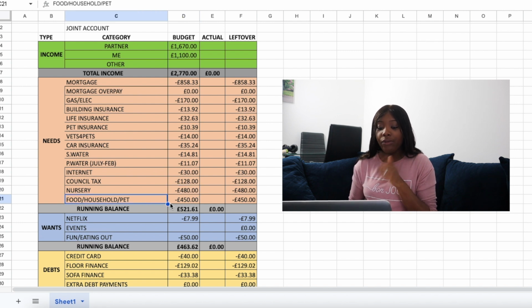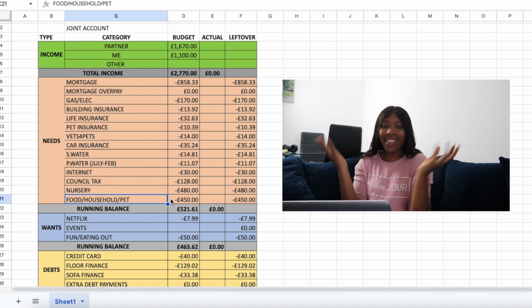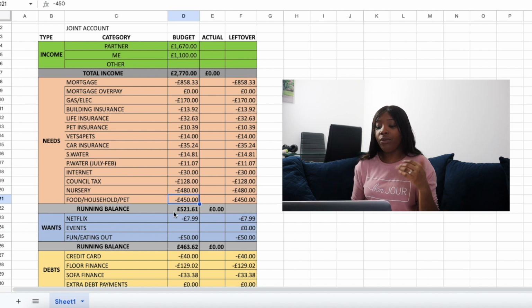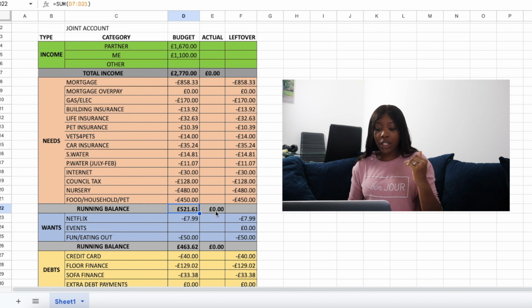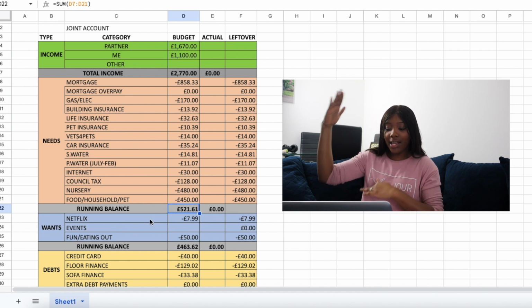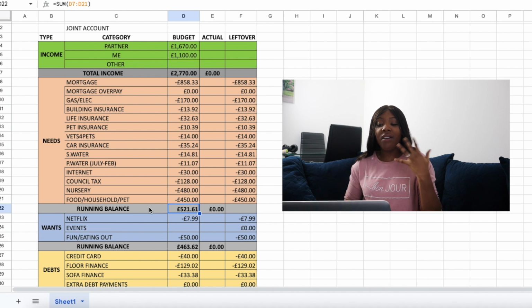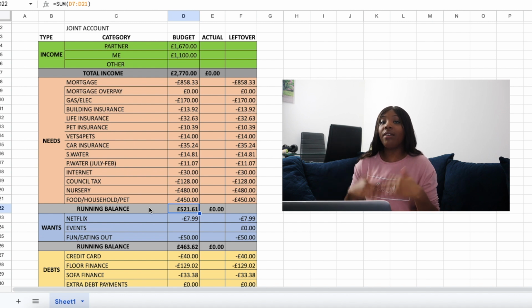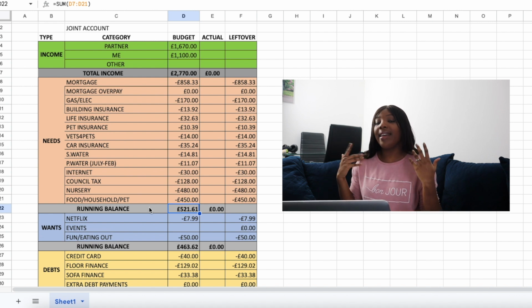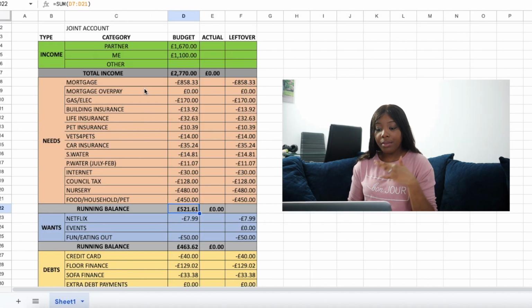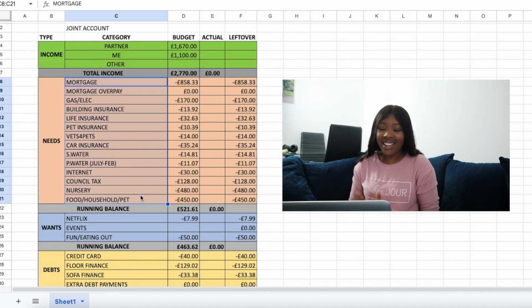Then they've also got food, household and pet, so I guess this is just more about running the household essentially, and they've got 450 for that. The balance, after they've taken all their needs into consideration, is about 521. That's how much they have left once they pay for their essential bills. Now, in terms of looking at their needs, I don't think there's really anything that stands out to me where I'm like, oh, you could probably save money there.